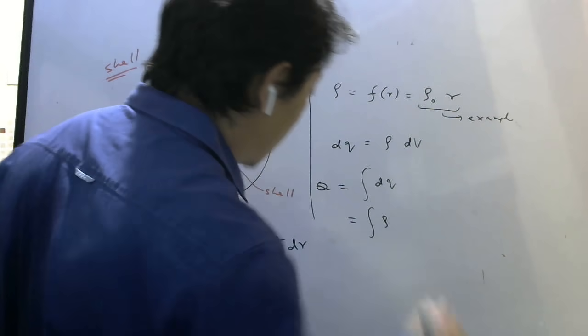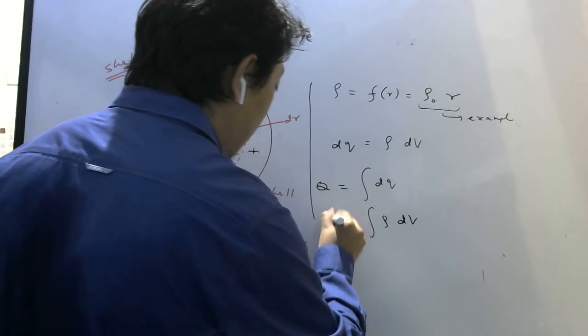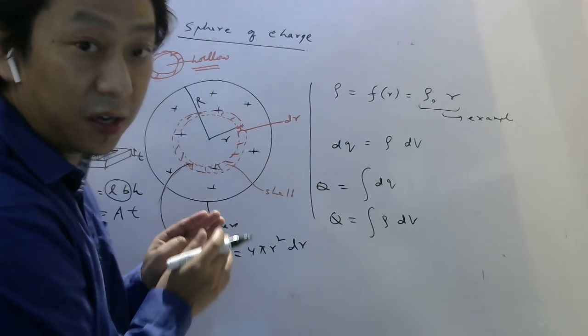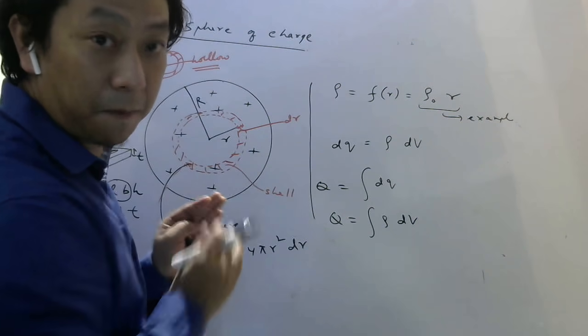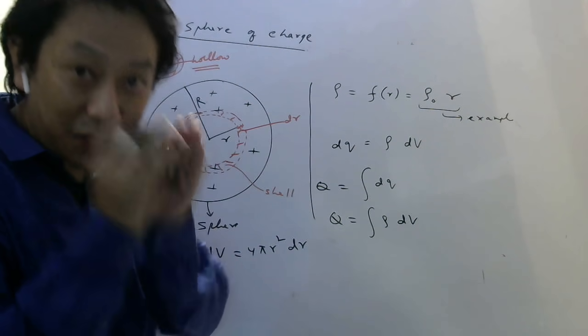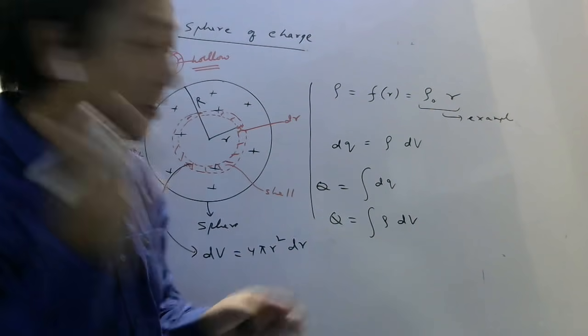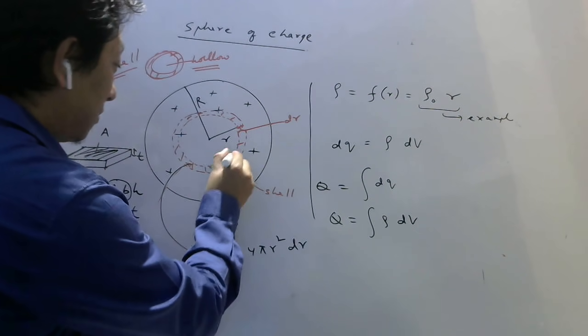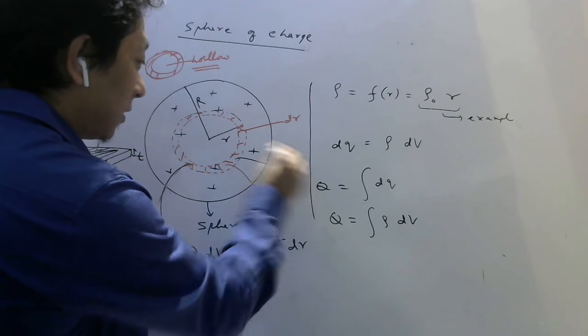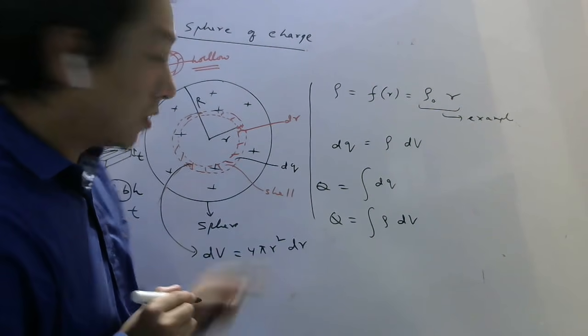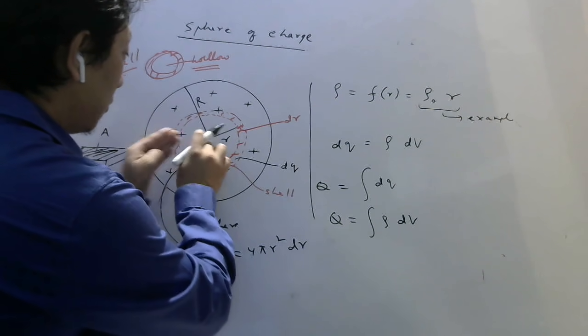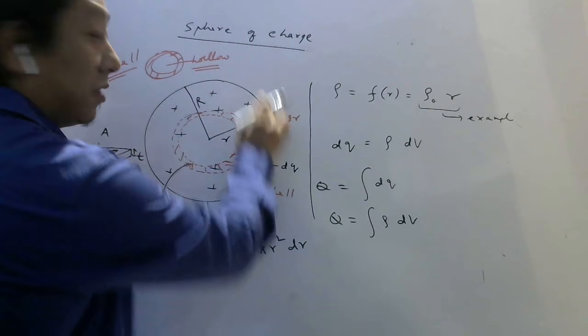Because I want the total charge on the sphere, and I'm imagining the sphere as made up of shells, I will find the charge of each shell and then integrate. So dq represents the charge of this shell here. Understood or not? Then I will add this dq from here till I reach this shell.